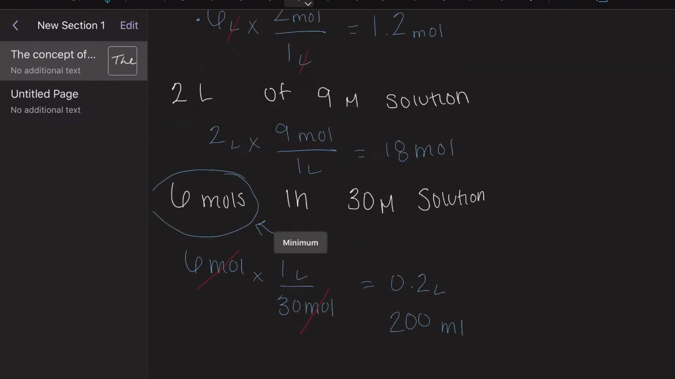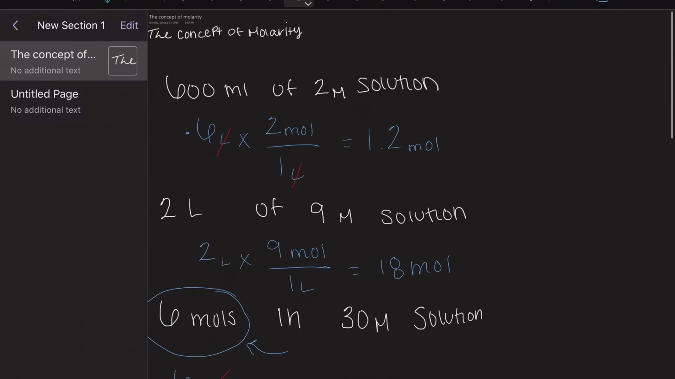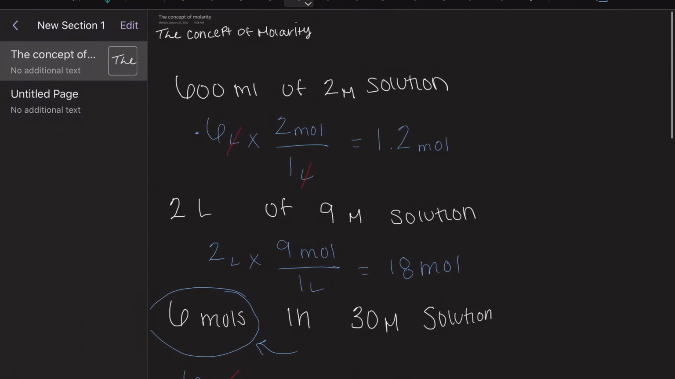That's the concept of molarity, and it's very easy as long as you understand what it is and how to convert between its different parts.